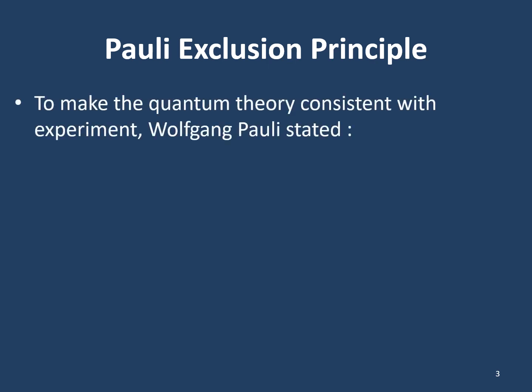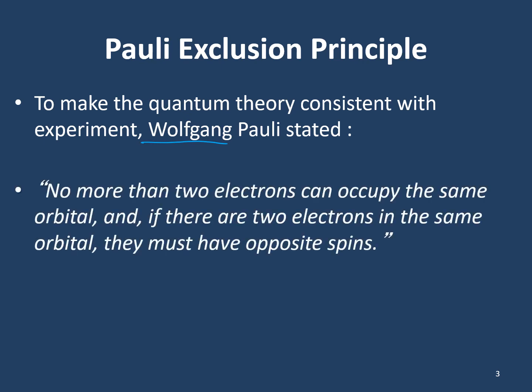Wolfgang Pauli is kind of like a famous physicist in this realm, and I just love his first name. It's such a cool first name. Nonetheless, famous chemist slash physicist, and he stated that no more than 2 electrons can occupy the same orbital. And if there are 2 electrons in the same orbital, they must have opposite spins. Now, this is where it might happen where you actually have to pick a very specific MS value, and we'll talk about that more later.